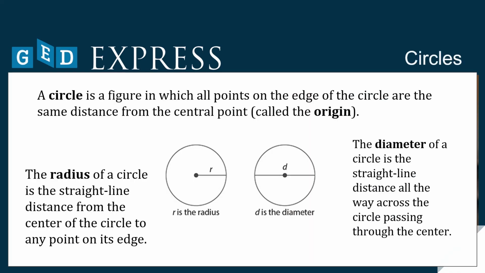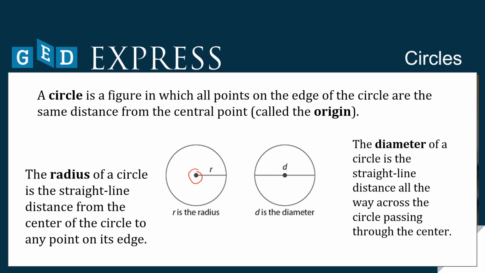A circle is a figure in which all points on the edge of the circle are the same distance from the central point. The central point is also called the origin.